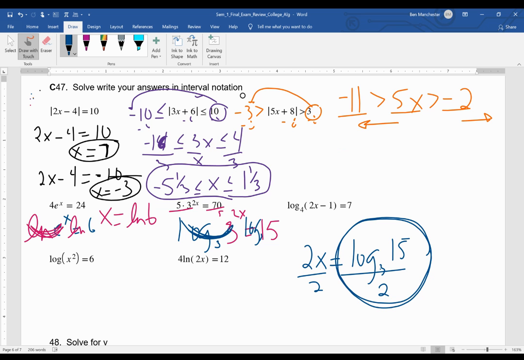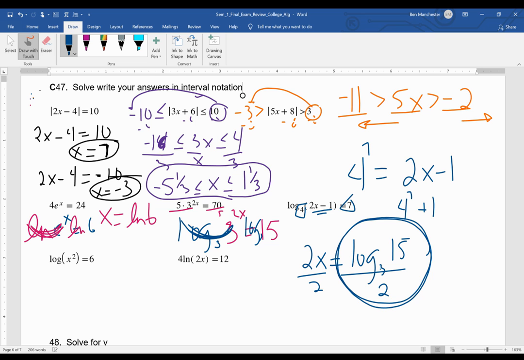Okay, we start off, notice it says log equals a number. So we rewrite this one as an exponential. 4 to the 7th equals 2x minus 1. If it's log equals a number, you rewrite it as an exponential, where 4 is your base, 7 is your exponent, and 2x minus 1 is your argument.